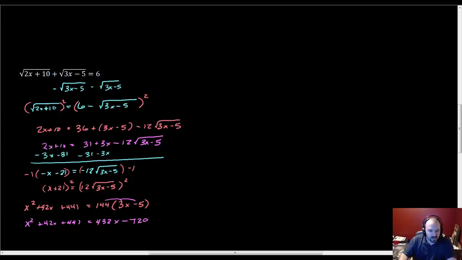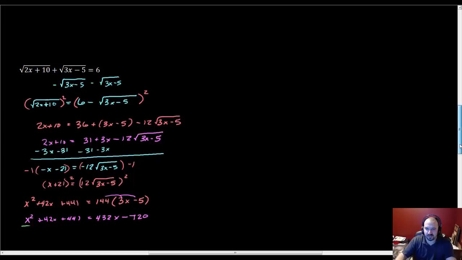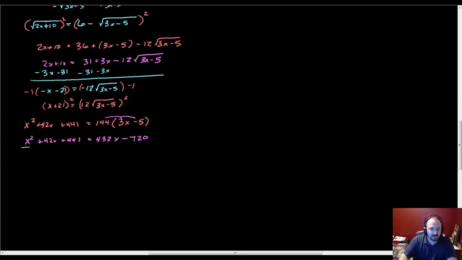So now I'm going to go ahead and solve. I have an x squared term, and so that means I'm going to move everything over to that side since it's already positive. I'm going to subtract 432x and add 720 to both sides. Subtract 432x and add 720.